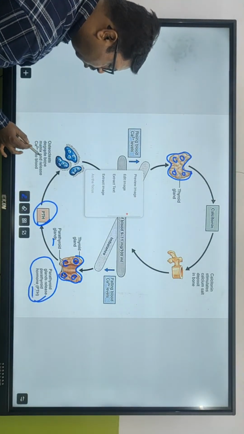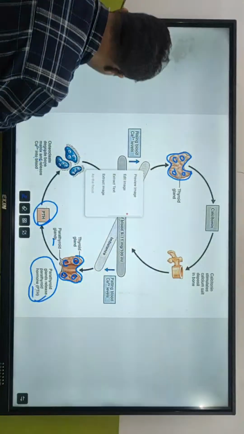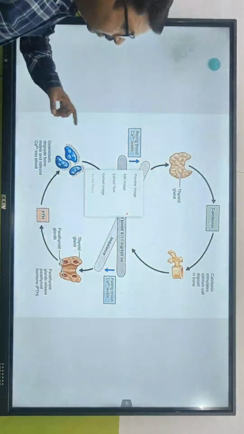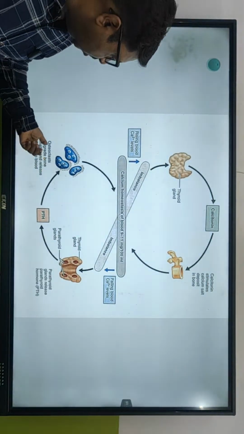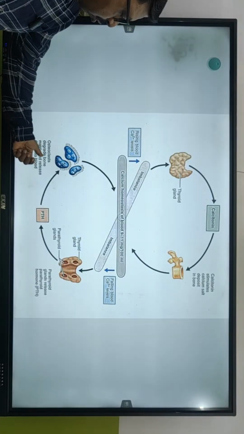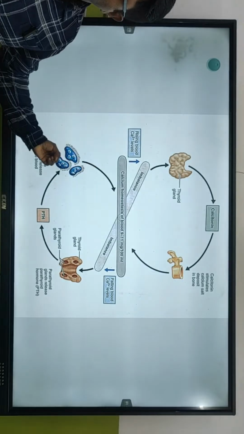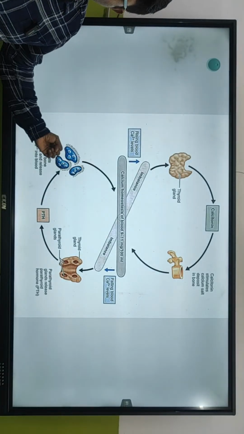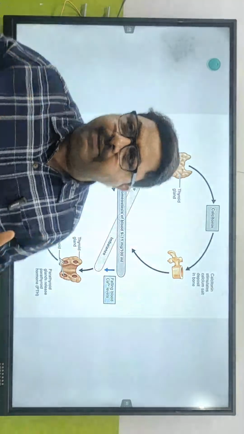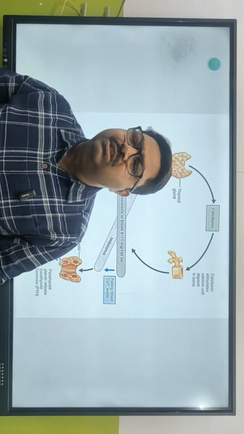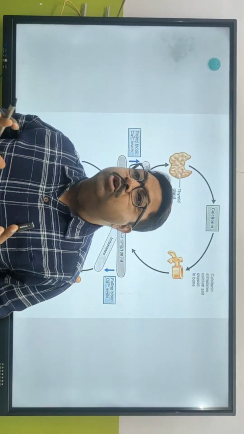ऑस्टियोक्लास्ट डिग्रेड बोन मैट्रिक्स एंड रिलीज कैल्शियम इनटू ब्लड. देखो PTH क्या करते हैं? ऑस्टियोक्लास्ट डिग्रेड बोन मैट्रिक्स एंड रिलीज कैल्शियम इनटू द ब्लड. ऑस्टियोक्लास्ट सेल्स क्या करते हैं? ब्लड में कैल्शियम छोड़ते हैं. सो यू हैव गॉट ह्यूज अमाउंट ऑफ कैल्शियम इन योर ब्लड. देखो आपके बॉडी में बोन का काम क्या है? व्हाट इज द फंक्शन ऑफ द बोन? द बोन्स फंक्शन इज टू एक्ट एज अ स्टोरेज ऑर्गन ऑफ कैल्शियम.